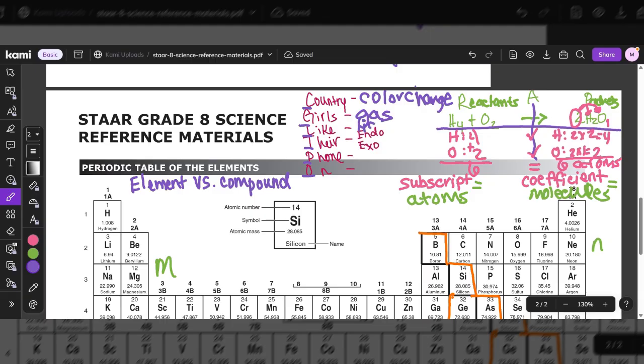There are 2 types of temperature changes. That's why one says endo and exo: endothermic and exothermic. Endothermic is when the temperature drops, exothermic is when the temperature rises. P is for precipitate. O is for odor.